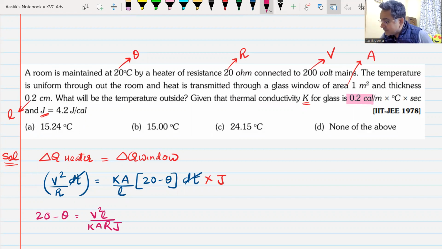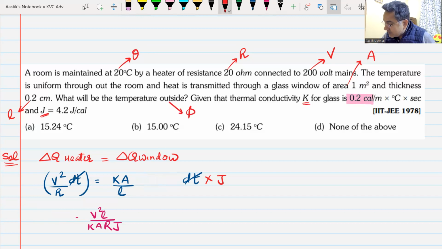It's not 20. I've given it as theta, right? Oh, I made a mistake. I will call the room temperature theta, and the temperature outside, let me call it phi. So this will be multiplied by theta minus phi. So this will be equal to theta minus phi.